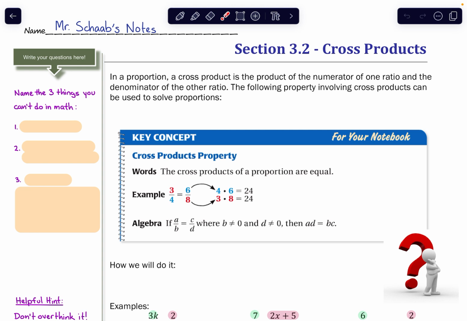This is about cross products, and you can go ahead and read that paragraph up at the top if you want to, but basically, we love cross products because it's a shortcut. What I taught you in the first section, how to solve proportions, cross products is a way of immediately getting rid of the fractions in a proportion. The number one thing we don't like to have in an equation is fractions. So everybody loves this section.